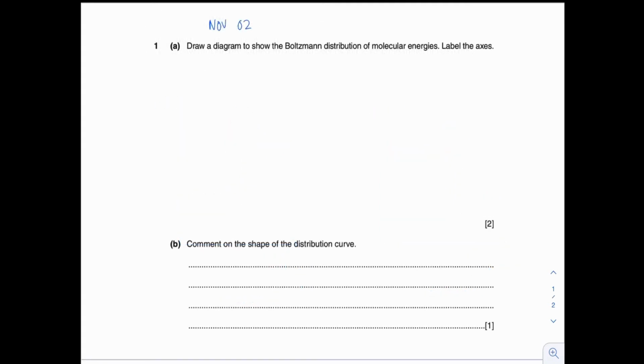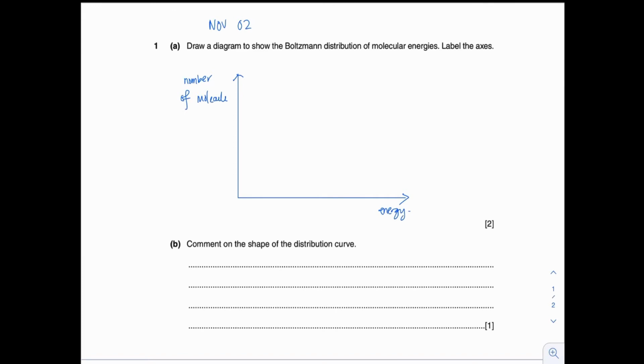Let us look at past year questions from November 02. Question 1a. Draw a diagram to show the Boltzmann distribution of molecular energies. Label the axes. Now let us do it together. We have our y-axis and the x-axis. So the y-axis is the number of molecules. And the x-axis is energy.